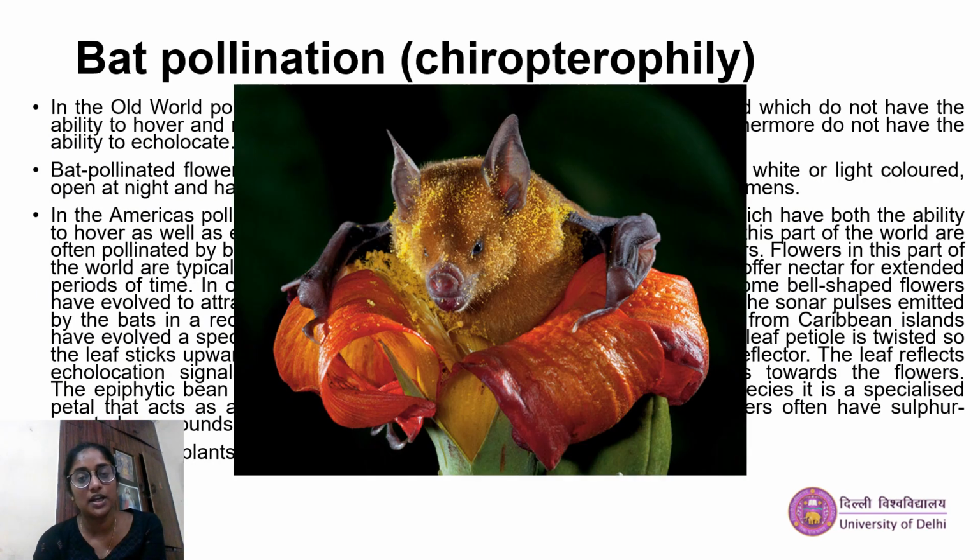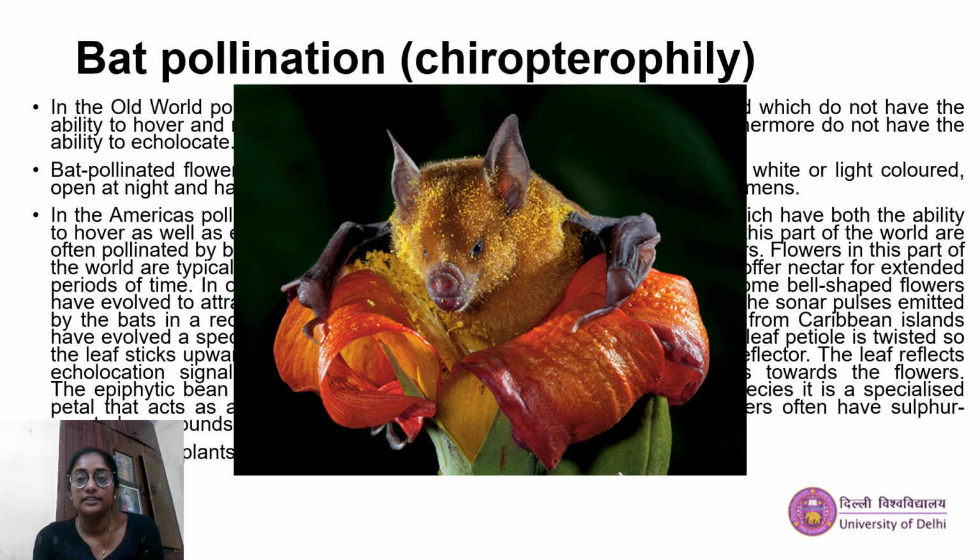So the last one is your bat pollination. So bat pollination is known as chiropterophily. Obviously, bats are mammals, so you need to give them a huge amount of food in the form of pollen, nectar, etc. And they are active during the night. So the night blooming flowers would be there, and with those night blooming flowers, you have to give them nectar and pollen.